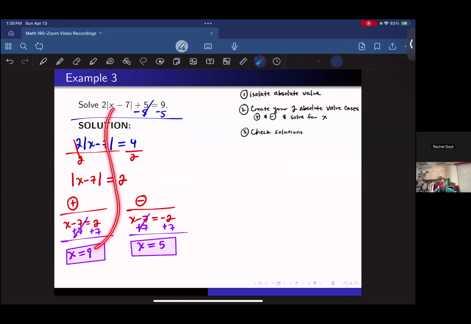Plug it back in. 9 minus 7 is 2. Absolute value of 2 is 2. Times 2 is 4 plus 5 is 9. This works. Let's plug in 5. 5 minus 7, negative 2. Absolute value of negative 2 is 2 times 2 is 4 plus 5 is 9. And they both work. So we're good to go.